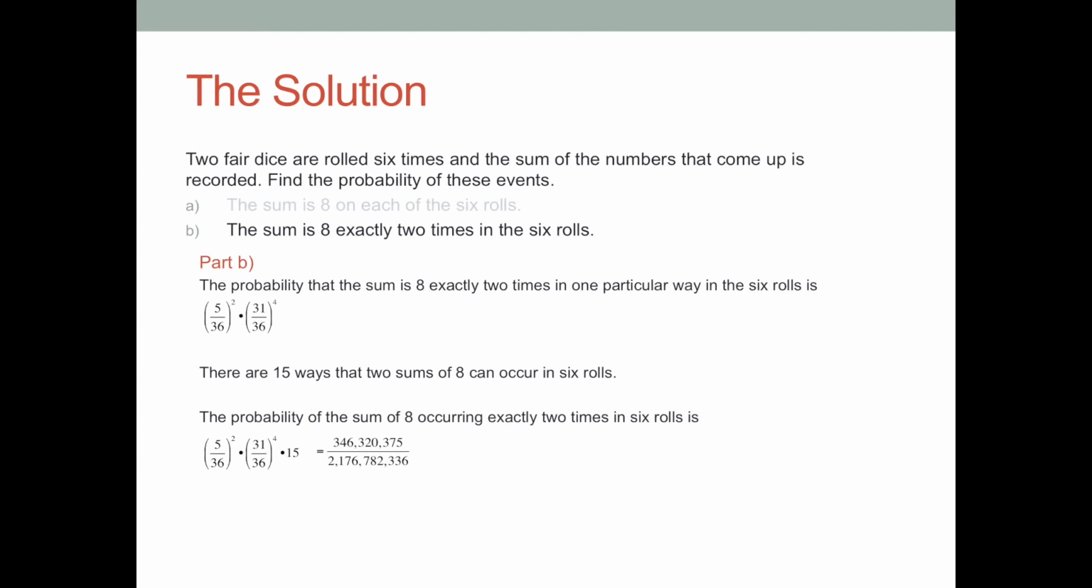346,320,375 divided by 2,176,782,336. The numerator and denominator have a common factor of 3, so reduce to get 115,440,125 divided by 725,594,112, or approximately 1,591 ten-thousandths.